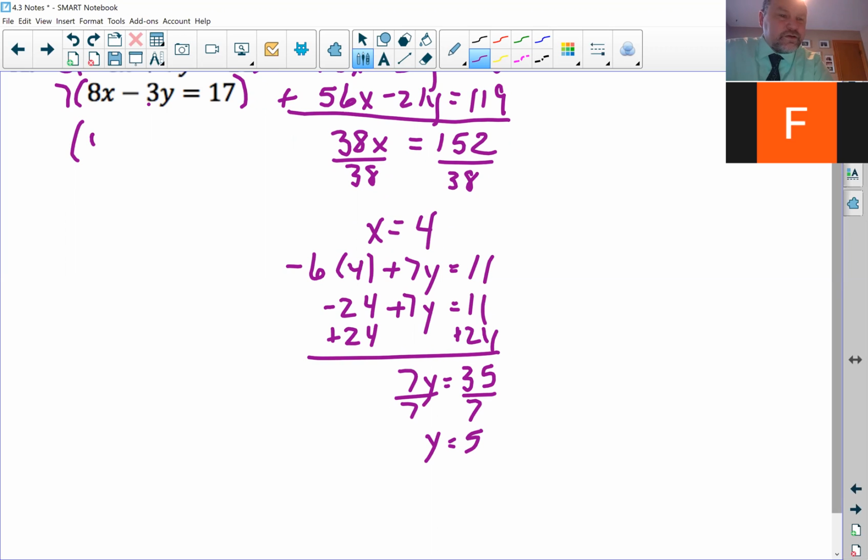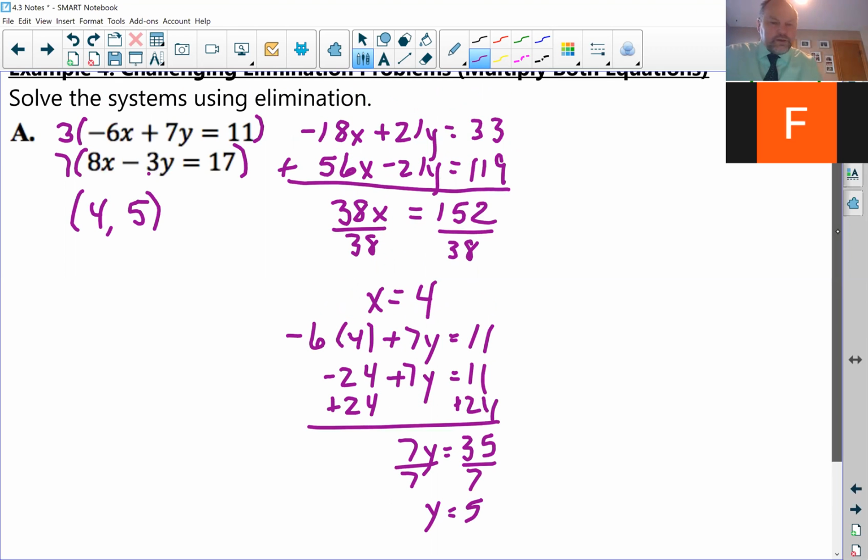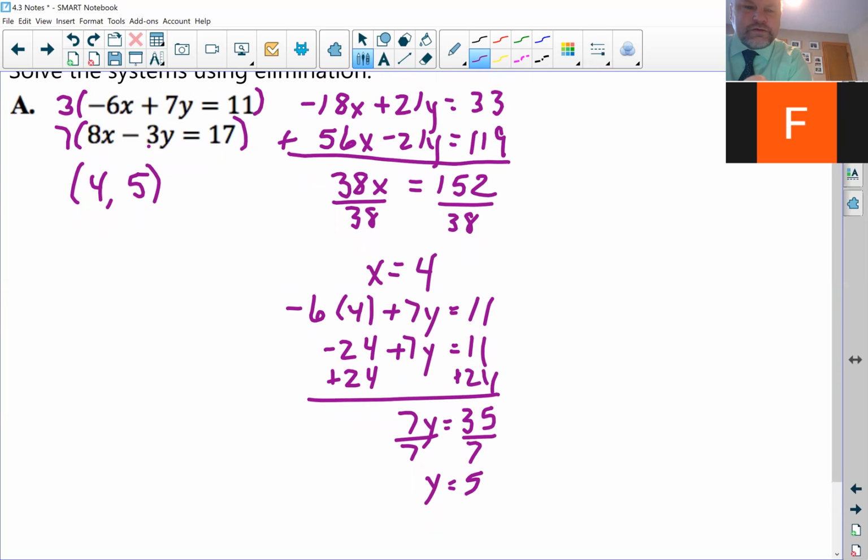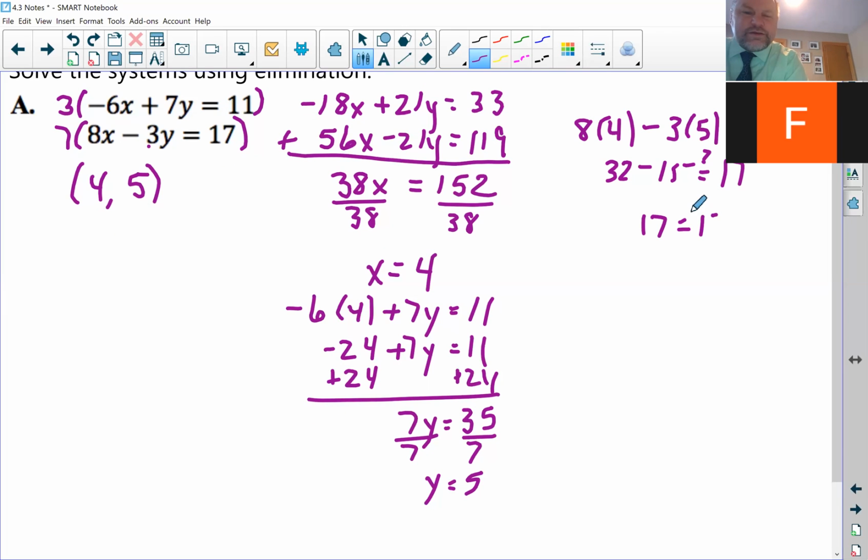So we have our solution. And I'll use the second equation to check my solution. Try that again. 8 times 4 minus 3 times 5. Is that equal to 17? 32 minus 15. Is that equal to 17? And it is.